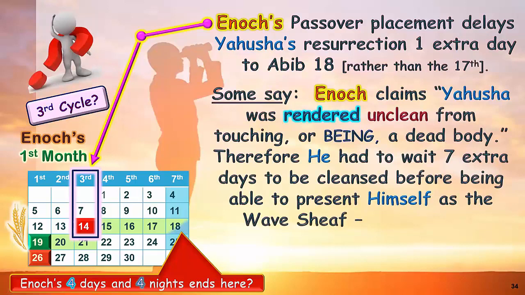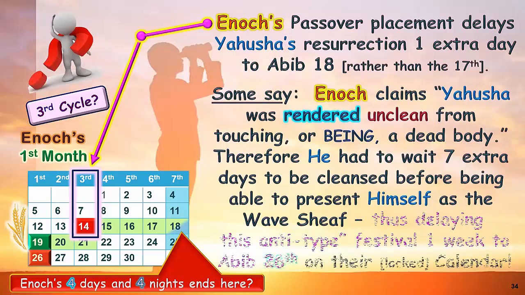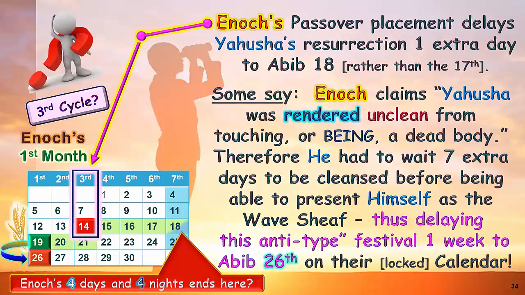Some say Enoch claims Yahusha was rendered unclean from touching or being a dead body. Therefore, he had to wait 7 extra days to be cleansed before being able to present himself as the wave sheaf. Thus, delaying this antitype festival 1 week to Abib 26th on their locked calendar.